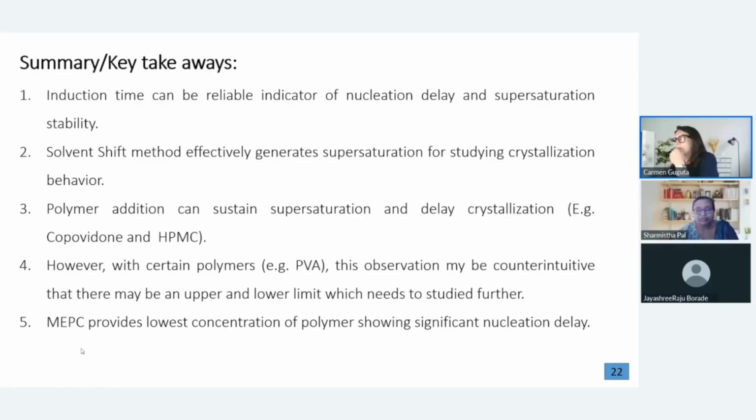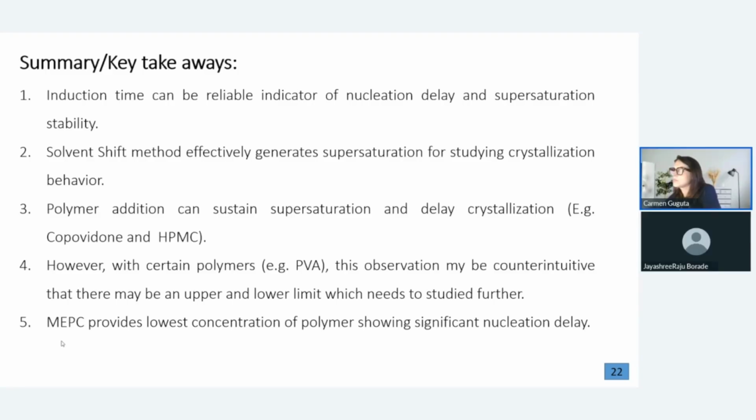Now coming to the key takeaways from this study. First, induction time proves to be a reliable indicator of nucleation delay and overall supersaturation stability, helping us understand crystallization behavior more effectively. Second, the solvent shift method successfully generates the supersaturation, making it a suitable and practical approach for studying the crystallization process.